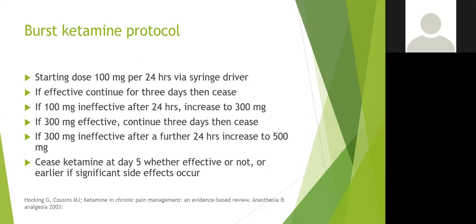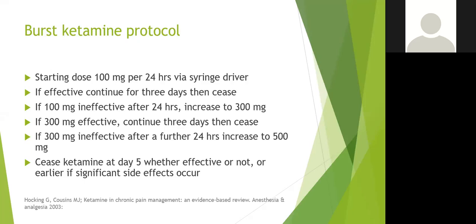Burst ketamine is when we use ketamine in a syringe driver, as a subcutaneous pump. So basically, the idea is to start 100 milligram of ketamine over 24 hours via syringe driver subcutaneously. If that dose is effective, this can treat any type of neuropathic pain. If that dose is effective, you continue that for 3 days and you stop it. So basically, the pain gets better in 24 hours, but you continue for 3 days. It's supposed to block all the NMDA receptors and you stop after 3 days.